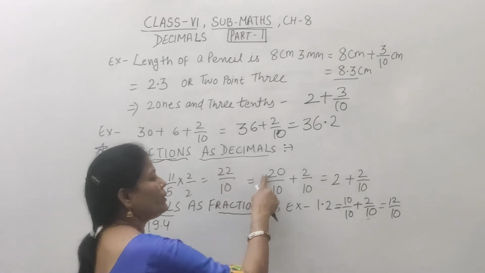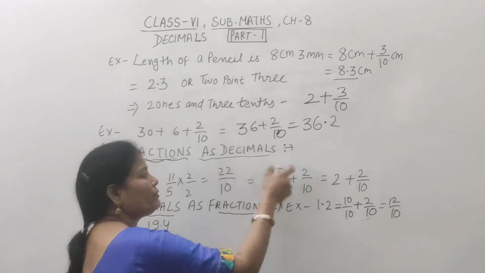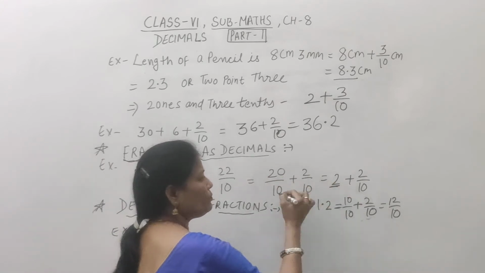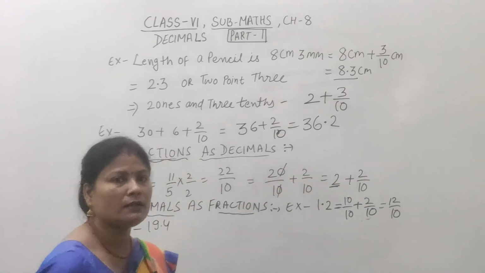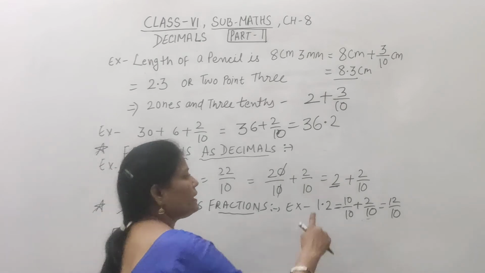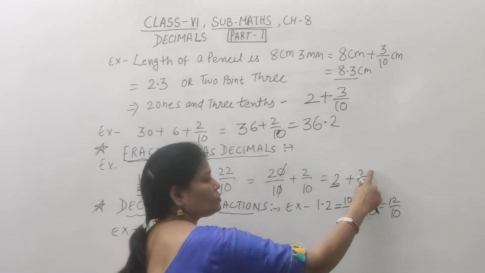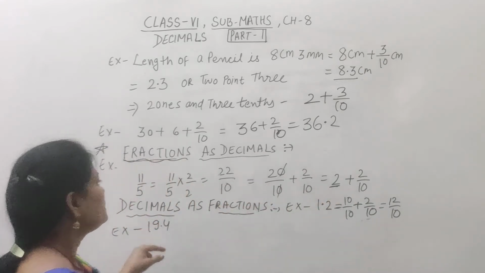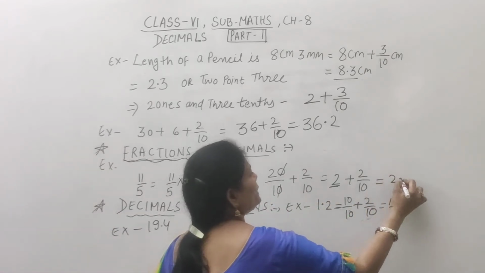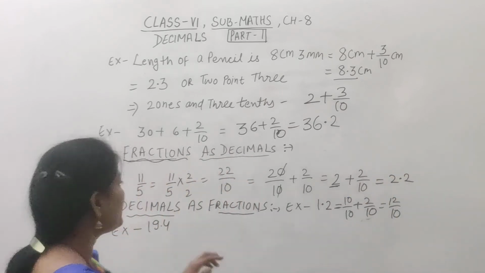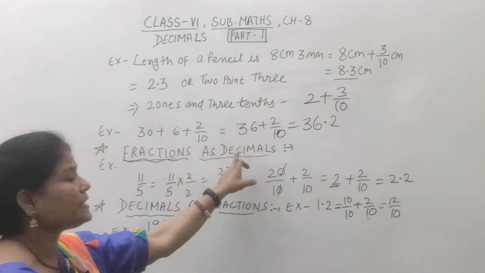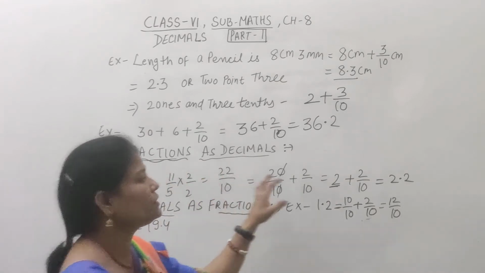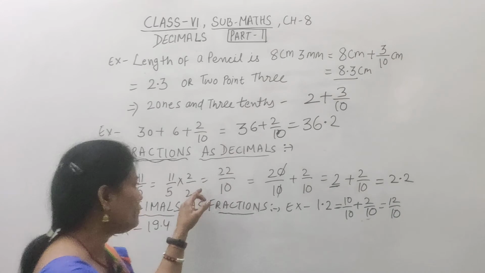I can write 20 upon 10 plus 2 upon 10. I have broken it down. 20 upon 10 is converted to whole number 2 because 0 and 0 both are cancelled. After that, only 2 by 10 is remaining. So 2 by 10 has the decimal, and I can write here 2.2. Understood? 2.2 is called the decimal. It means the fraction 11 upon 5 I have converted to 2.2. This is the first method.